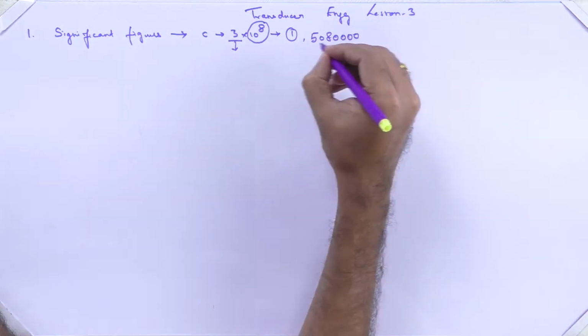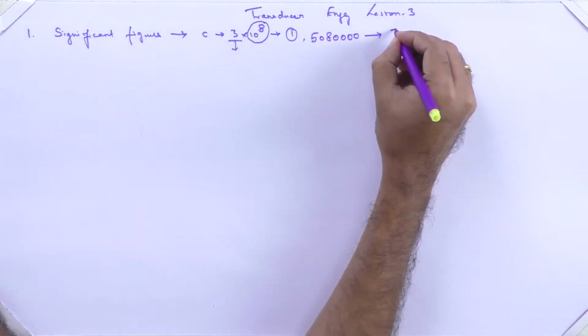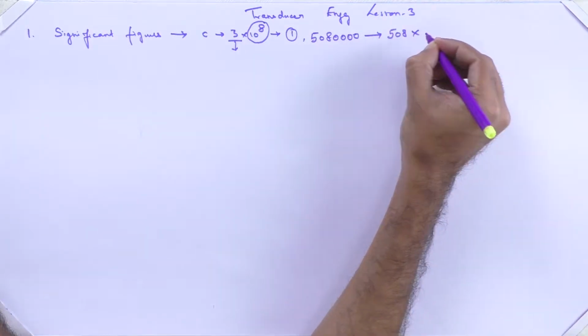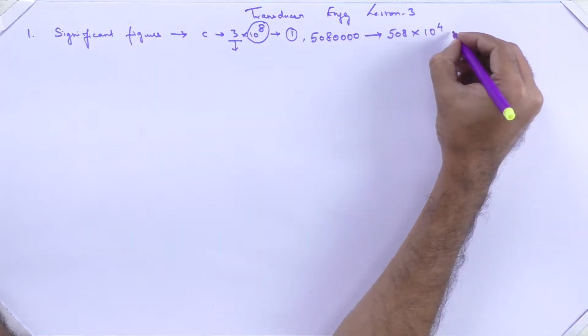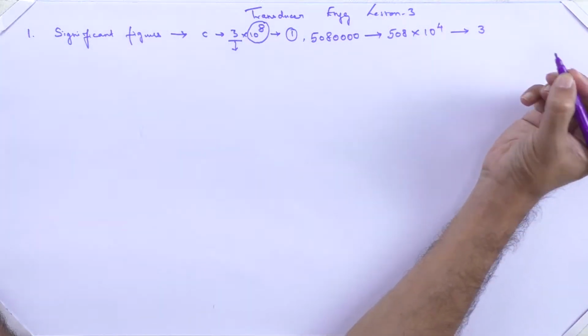508,4 4 4 zeros. This is another number. So how can we represent it? 508 into 10 to the power 4. So how many significant digits do we have here? It's only 3.